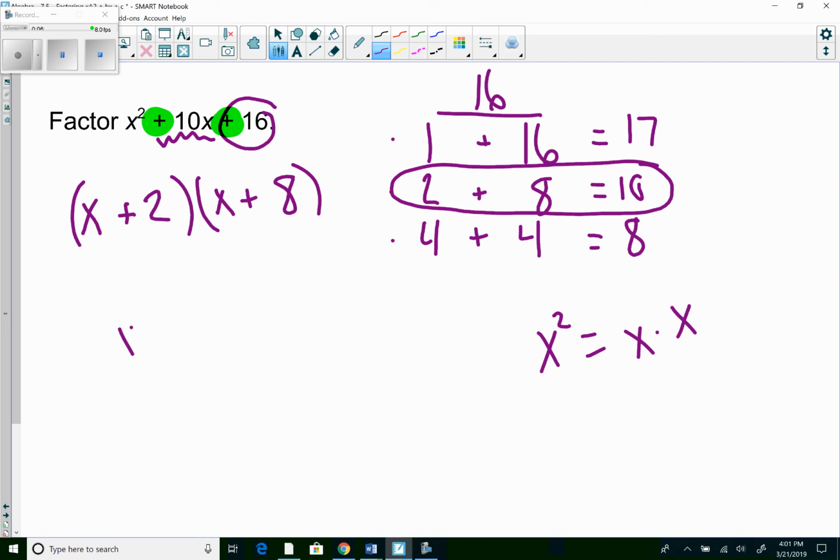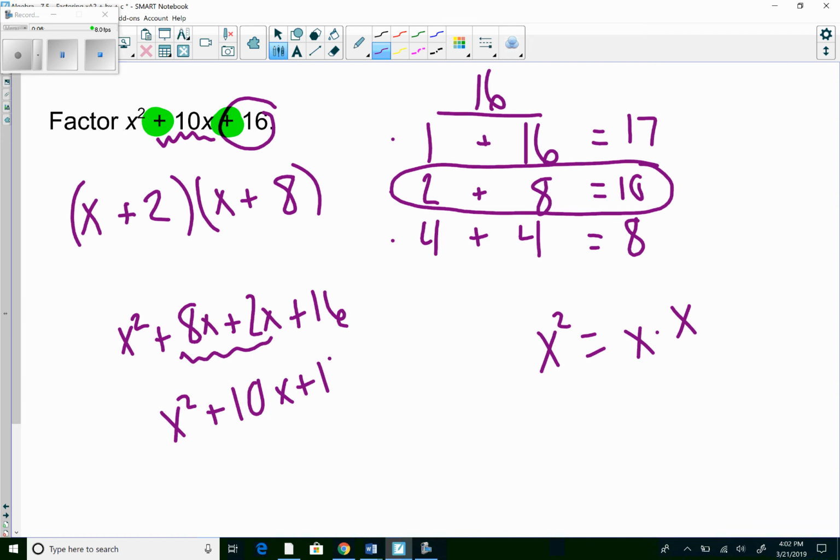X times x gives you x squared. X times 8 gives you 8x. 2 times x gives you 2x. 2 times 8 gives you 16. Add these two together, you've got x squared plus 10x plus 16.